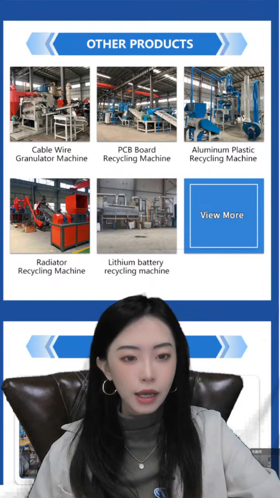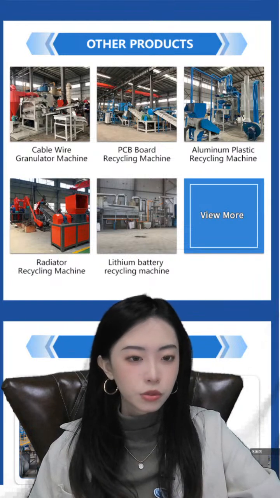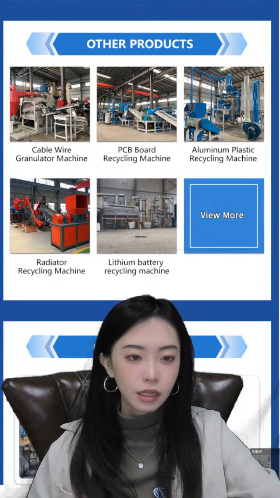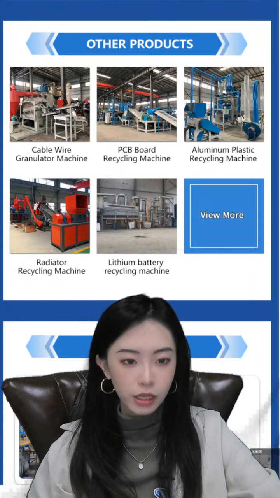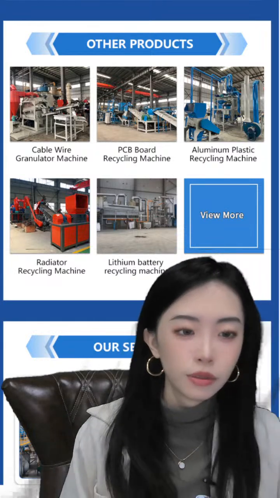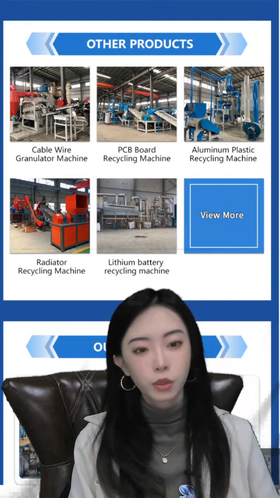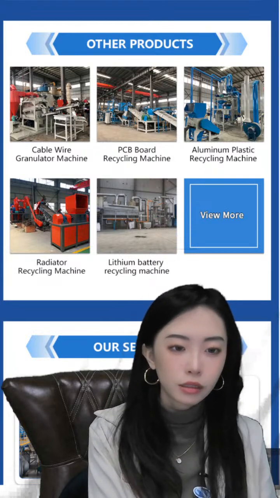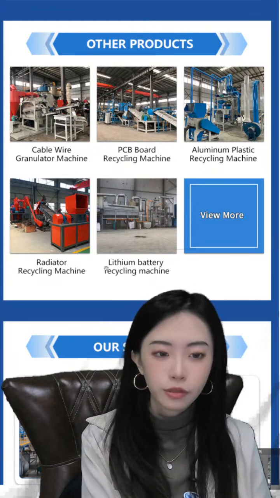And also we have the pyrolysis machine to deal with waste tires, waste plastic, oil sludge, and this kind of solid waste and hazardous waste. These are the 3 main products that we have. Any products you are interested in, you can leave your contact with us, and we will give you a brief introduction.